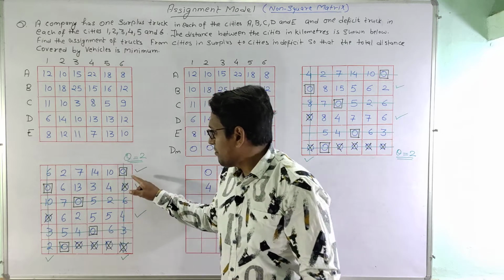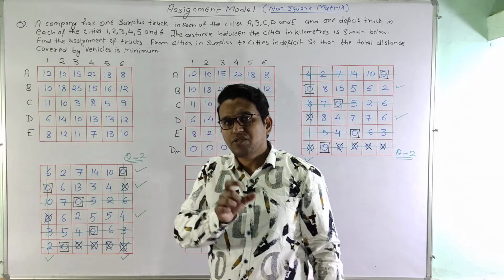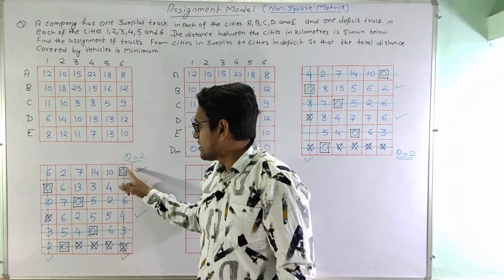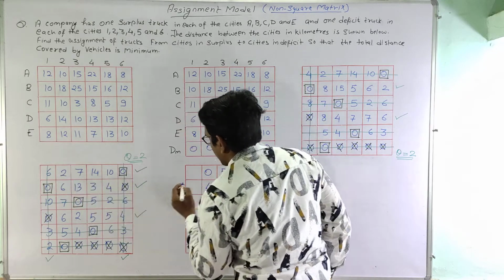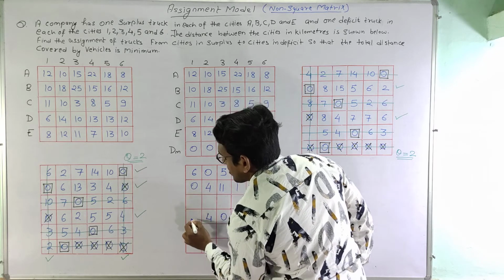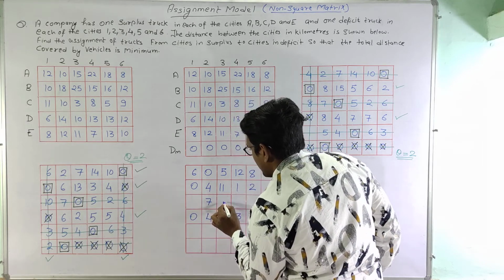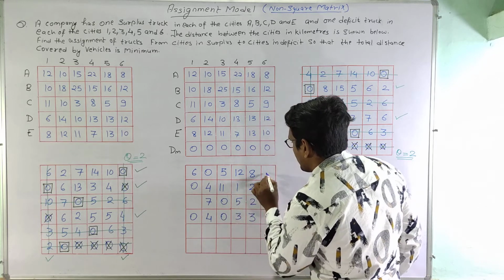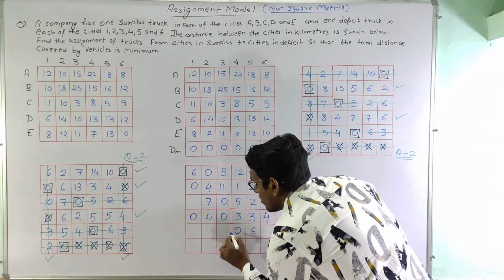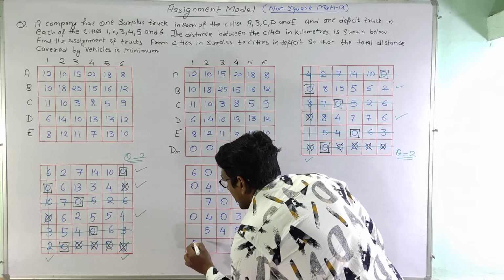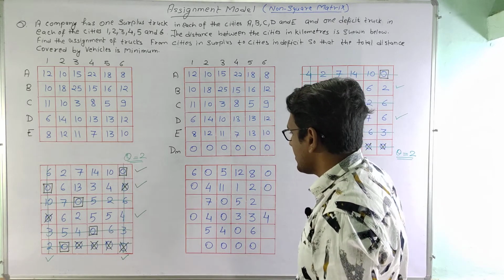Now for the cells where only a single line is passing, we do not change the value of Cij. That means the new Cij will be equal to the old Cij. So we will write these values as they are. This is 6, this is 0, this is 0. Now moving on, we have 7, 0, 5, 2, 0, 0, 4, this is 6, 0, 4, 5, and then this is 0, 0, 0, 0. So we have done this.